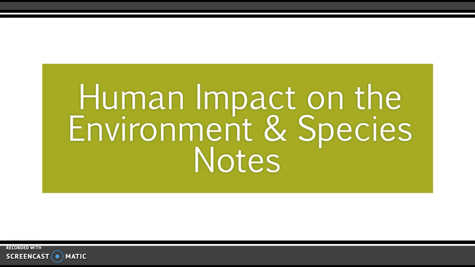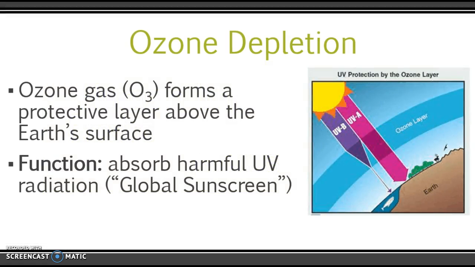Hey guys, let's talk about human impact on the environment and species. So humans have done a lot of alteration to Earth's surface, and in doing so have caused a lot of problems. The first one we're going to learn about is ozone depletion.